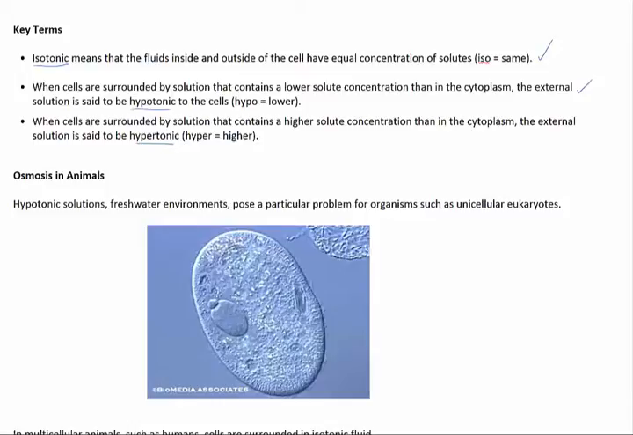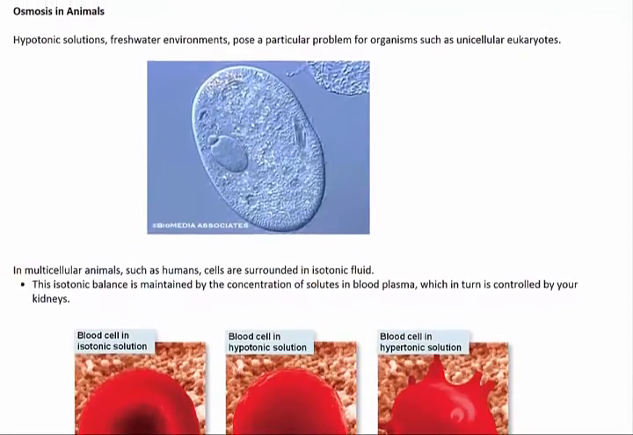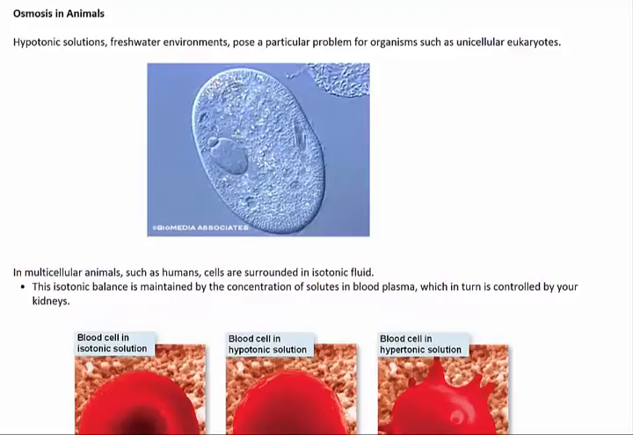down a concentration gradient. When cells are surrounded by a solution that contains a higher solute concentration than in the cytoplasm, the external solution is said to be hypertonic, hyper meaning higher. In this case, the water molecules will diffuse out of the cell because it is moving down a concentration gradient.